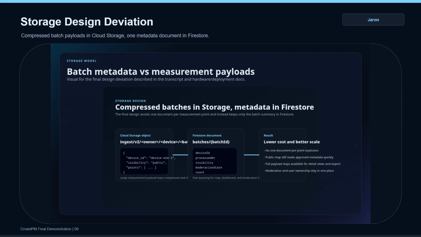After thinking about scalability, I came to realize that we were storing every batch as a new Firestore document, which was not scalable. And so instead, we refactored the storage design and put the batch in a cloud storage object with the metadata in the Firestore document. The result is a lower cost and better scaling. There's no one document per point explosion. The public map reads the metadata quickly. The full payload stays available for viewing and exporting, and the moderation and user ownership continue to be effective.